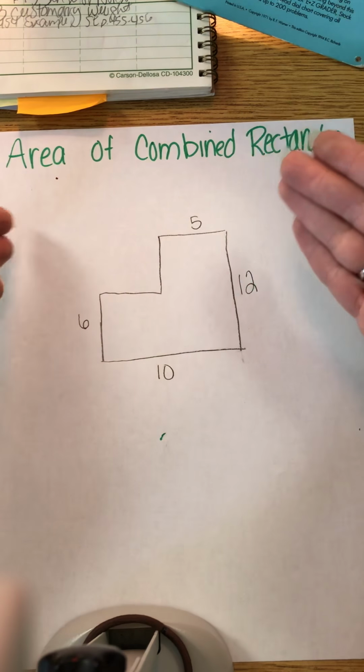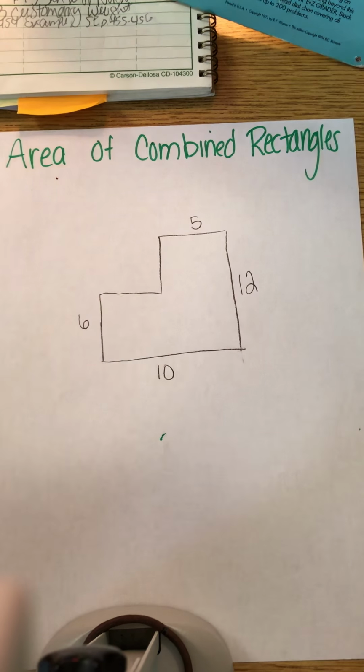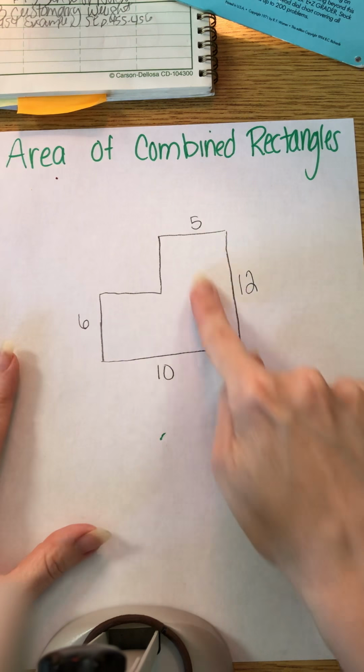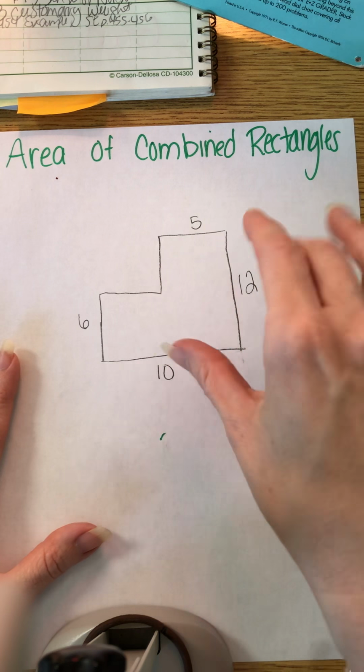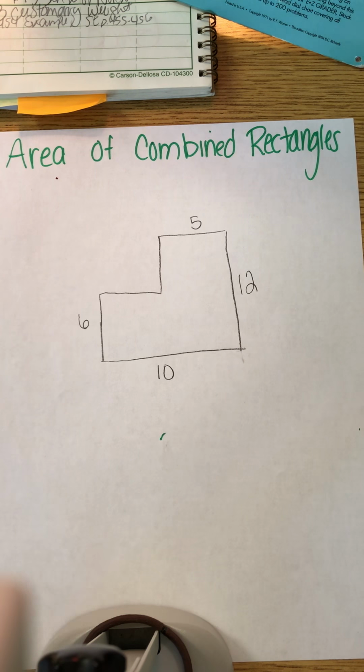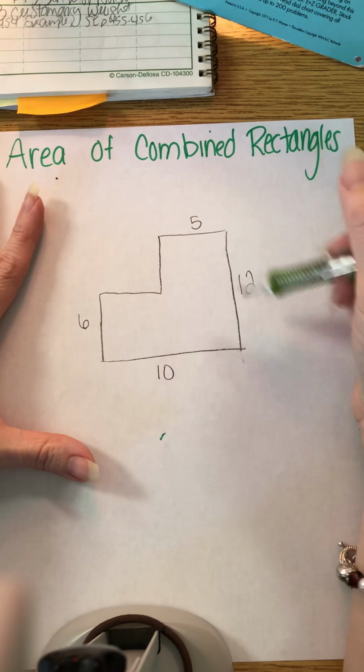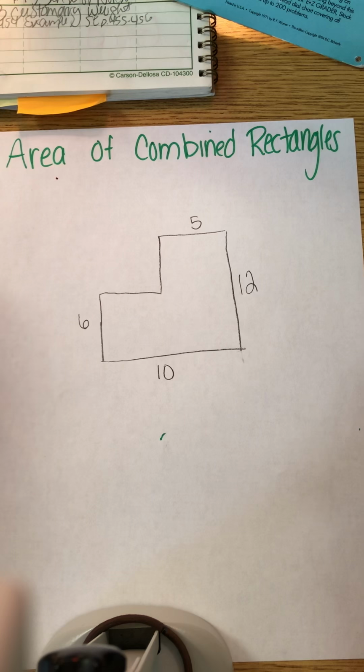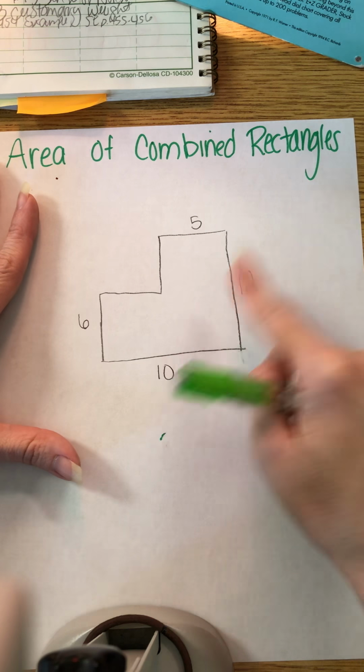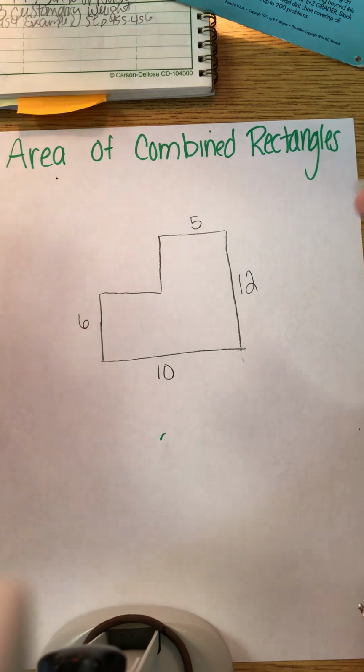A lot of times we'll have a weird looking shape like this, and we'll have to use the area formula in order to calculate the area of this very awkward shape. You can't just multiply the length times the width here, because which one would you use? So what we do, we could divide this shape into two different rectangles.